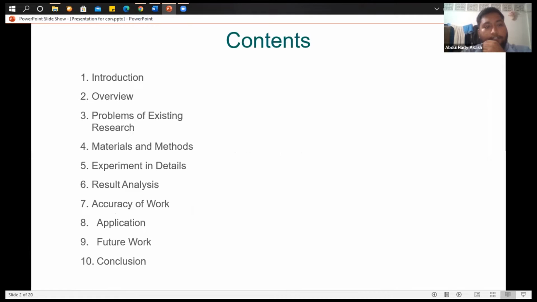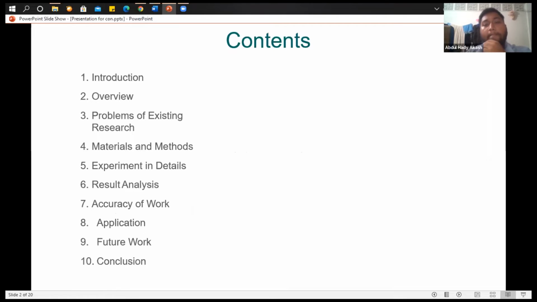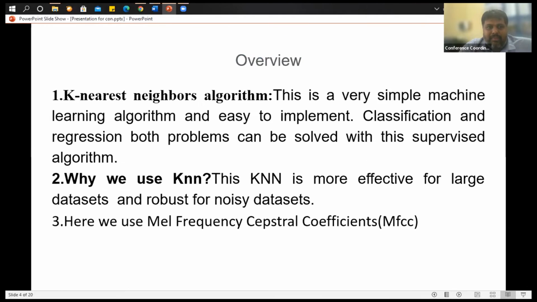First off, I will discuss the introduction, then an overview, then we discuss the problem of existing research, then the method, the experiment, the work methodology and results discussions, so that it saves a lot of time and we can have more discussions rather than the introduction.